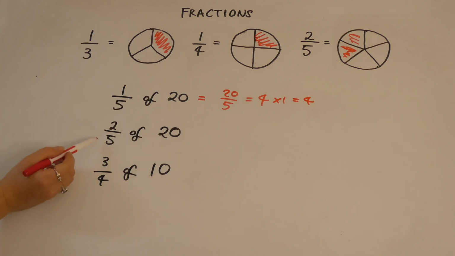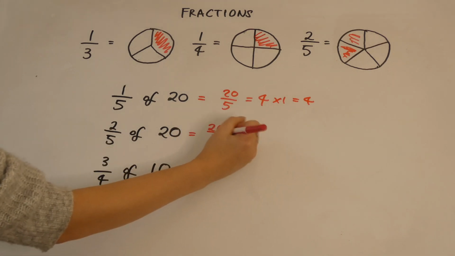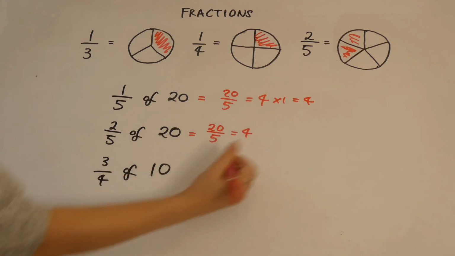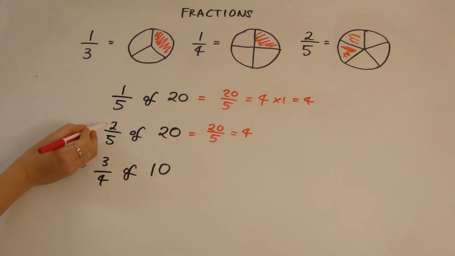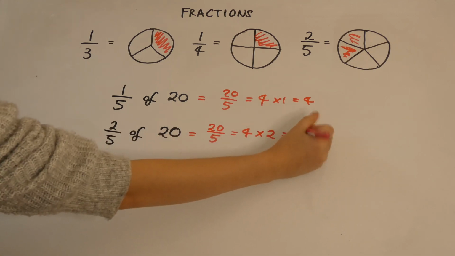So if we come to here, we've got 2/5 of 20, we're working it out in the same way. We're going to do 20 divided by 5, which we know gives us 4, and we then need to multiply it by 2 because we're looking at 2 parts. So that means it's worth 8.